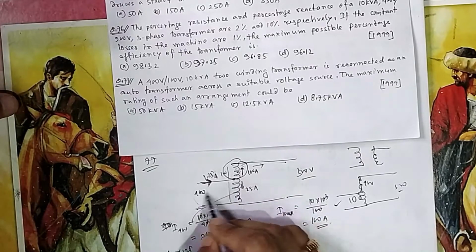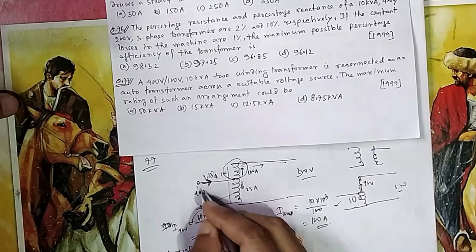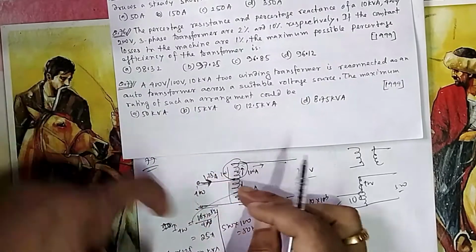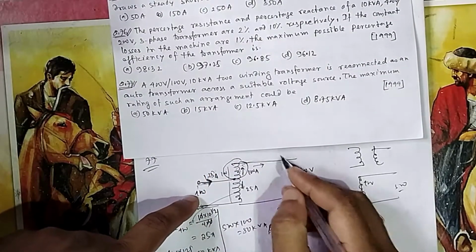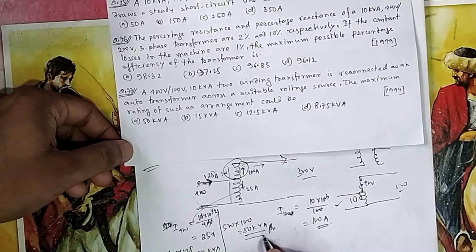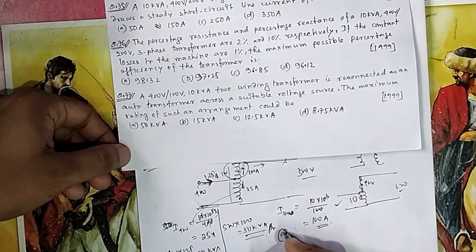not this into 400, because your input is taking 400 into 125. So this is either input voltage into input current or output voltage into output current. So the answer is 50 kVA. That is your option A.